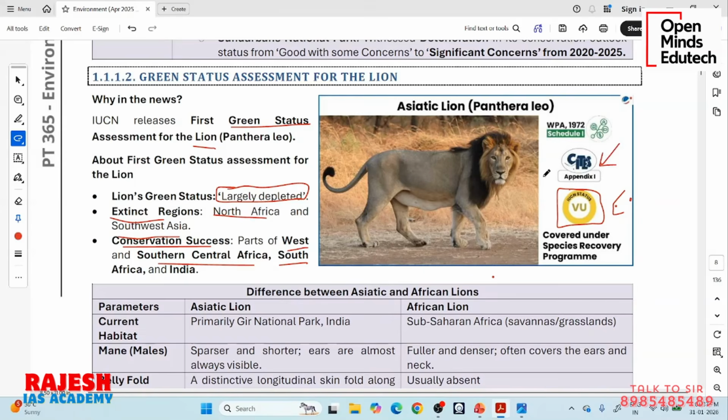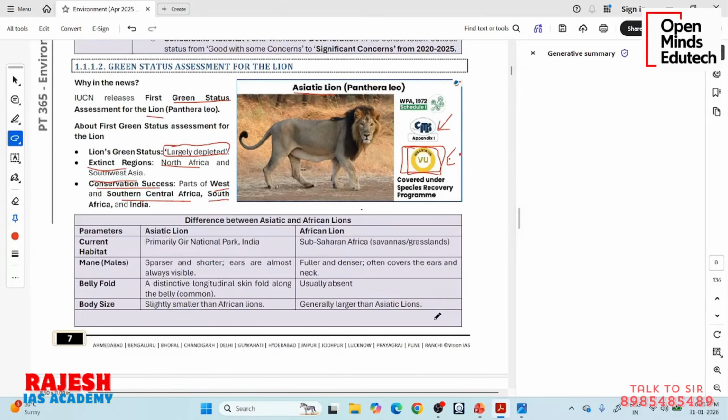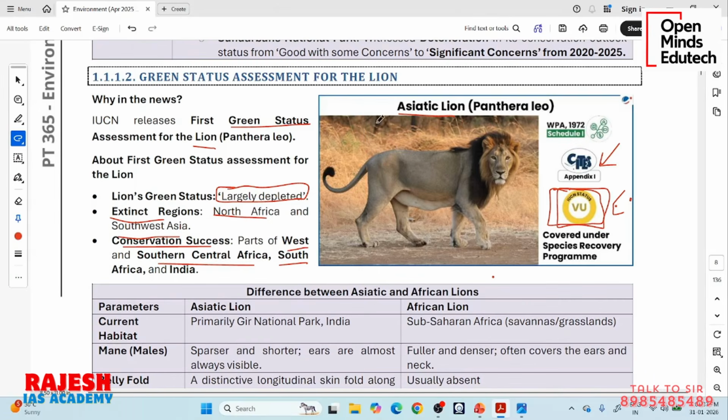Okay, so here it is given that the Asiatic lion IUCN status is vulnerable. Please double check whether it is endangered or vulnerable. As far as I remember, it is endangered. Maybe it got updated. But the IUCN status of lion in general is vulnerable overall, all species together.